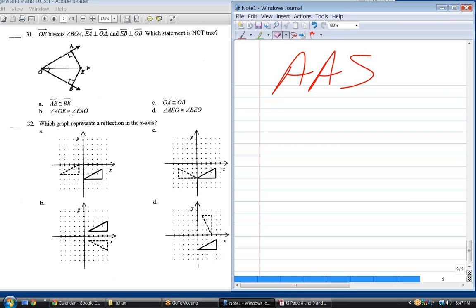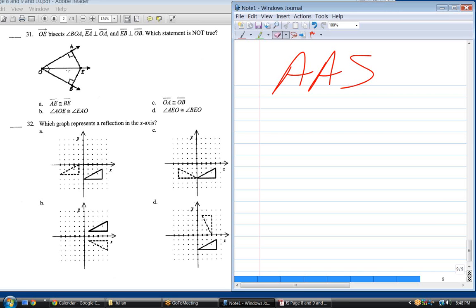Okay, now let's look at B. Is angle AOE congruent to EAO? AOE is that little angle right there. Is it congruent to EOA? It's the same angle. That's funny. Okay, so it is. Sorry, OA is congruent to OB.